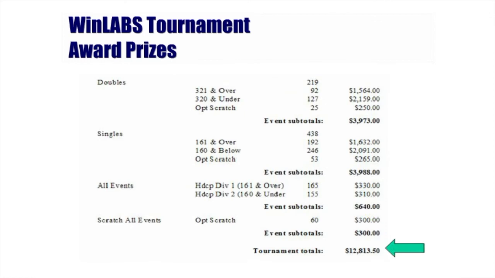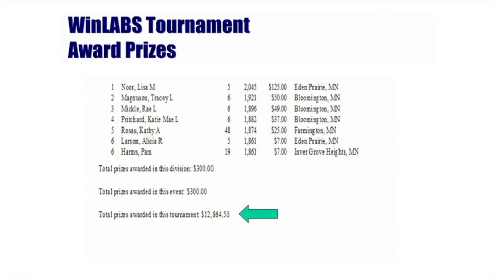Another important comparison is to compare the total prize money collected for all of your events and divisions. The entry fee summary lists $12,813.50. On the last page of the final prize list report, you will see the total prizes awarded in this tournament, shown here at $12,864.50. This is $51 more than the entry fee summary. In our case, this is okay because we paid 3 extra ties in the Singles Division 2.